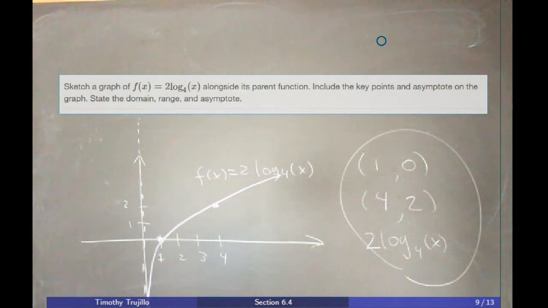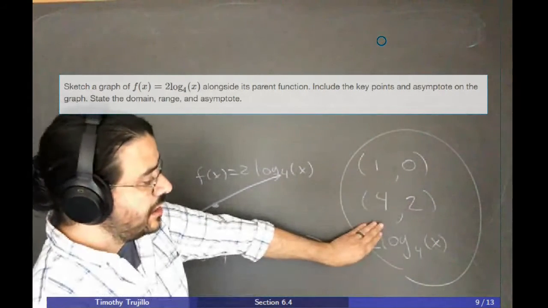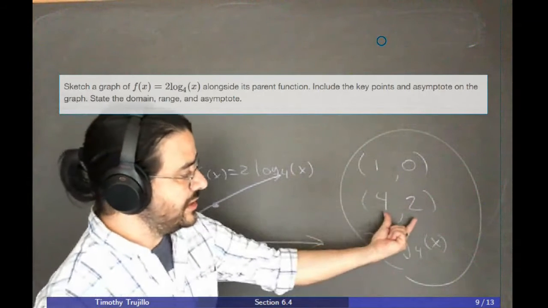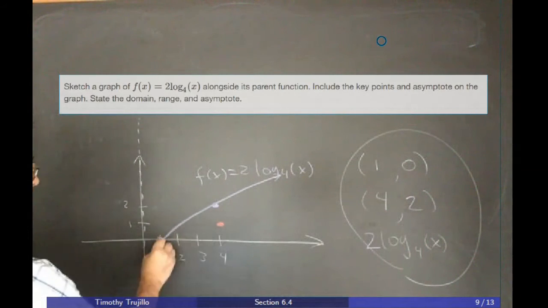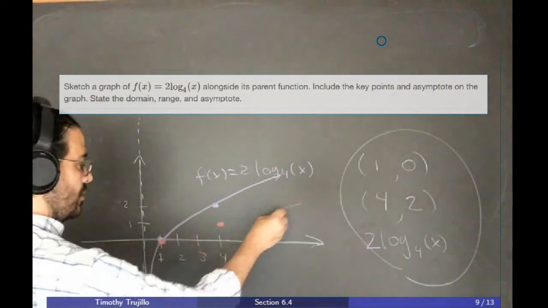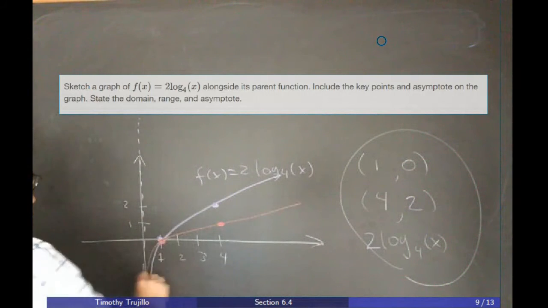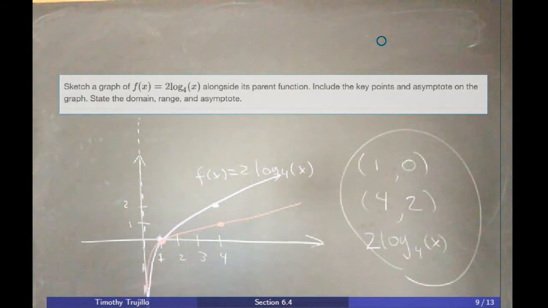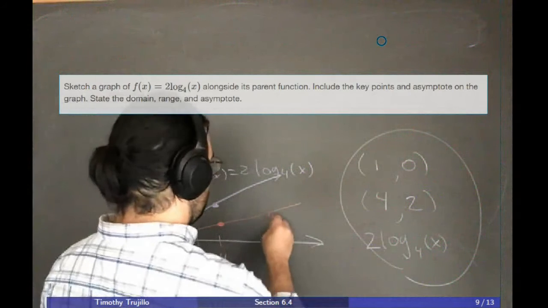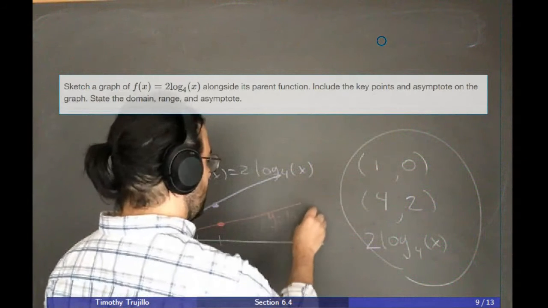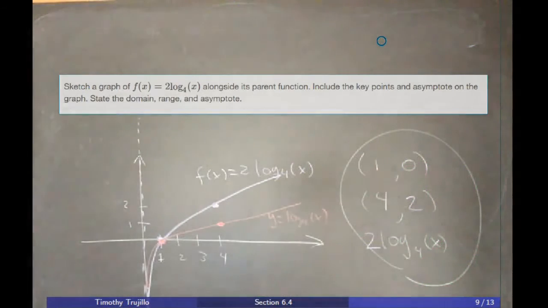And then we should include the parent function as well, I guess. It's asking us to include the parent function here. The parent function would have just been the log base 4. And again, the only difference would have been that instead of (4, 2), it would have been (4, 1). So that would be this point right here. It would still pass through this point over here, and so that function looks like this. Okay, so this one would have been y equals log base 4 of x.